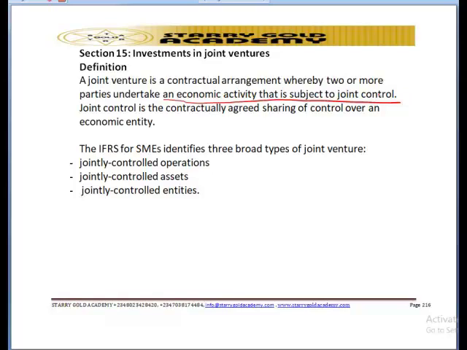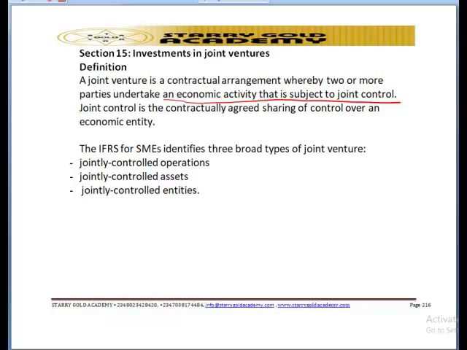Do you get? So joint control is the key factor in deciding whether a joint venture exists. Sorry, I'm still explaining joint control. I just want to be clear on joint control very well before I proceed. So joint control is the major key factor in deciding whether a joint venture exists. Certain characteristics are common to all types of joint venture.